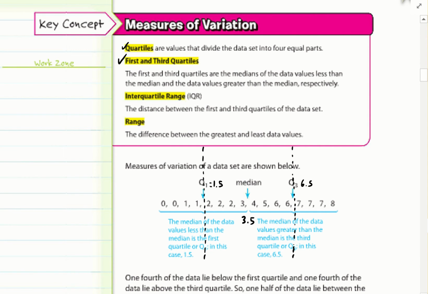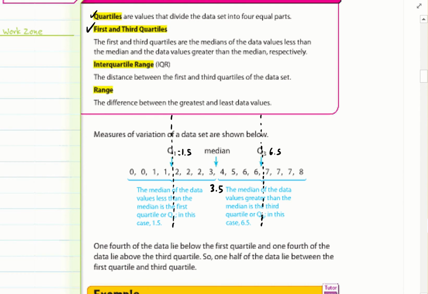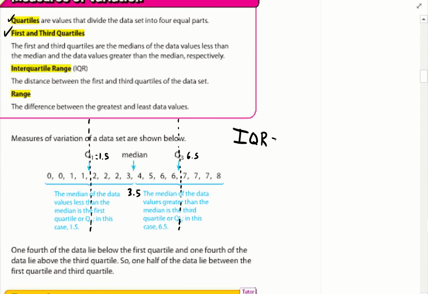My IQR is the distance between the first and third quartiles of the data set. So my interquartile range means I take my Q3, so I'm going to make a little note up here, and you better be copying all this down for my students. IQR equals Q3 minus Q1. And that's going to give me the distance between Q3 and Q1. So here my IQR, Q3 is 6.5. Q1 is 1.5. So my IQR is going to equal 5.